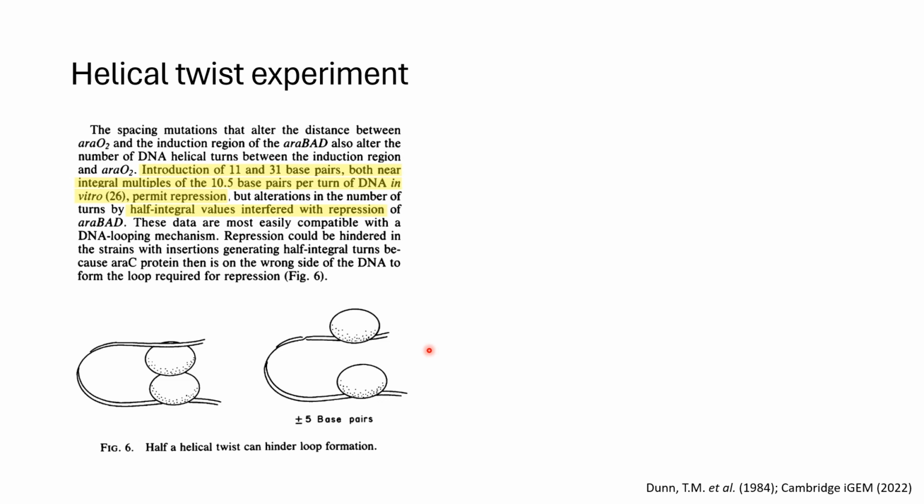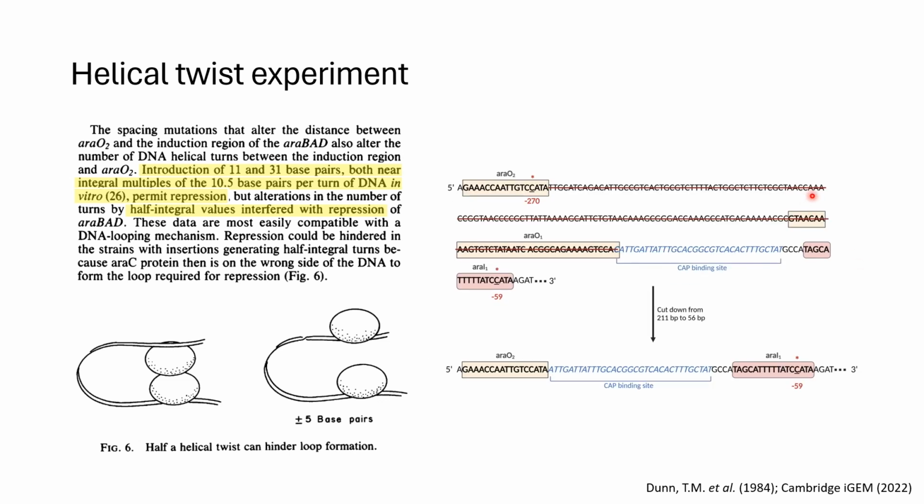And in 2022, my team engineered a minimized PBAD promoter by truncating the I1-O2 distance to only 56 base pairs. This retained only 5 full helix turns, but repression was still observed, indicating that looping by the AraC dimer is still quite robust to small loop sizes.